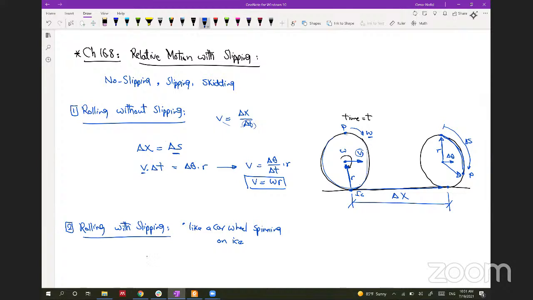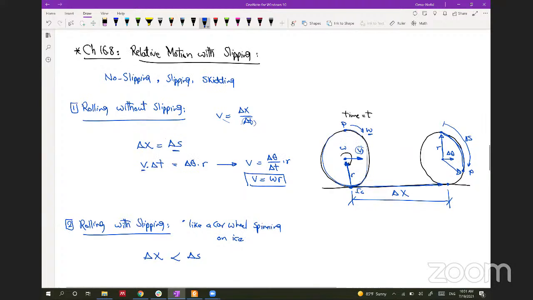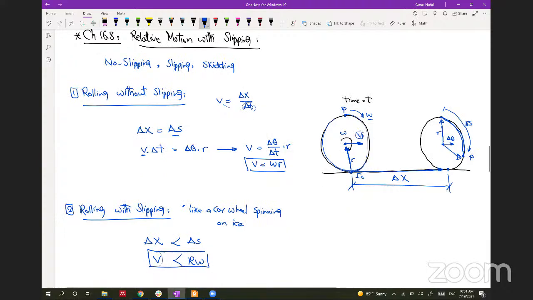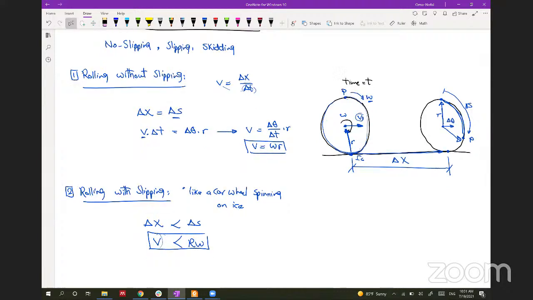So that means that delta x will be less than delta s. Your body keeps rotating, but without doing any translation. And that means that your velocity will be less than r omega, because your body keeps doing r omega, but it's not moving. So the velocity is almost zero, while your body has an omega. And when you multiply omega with r, it will be more than v. So this is rolling with slipping.